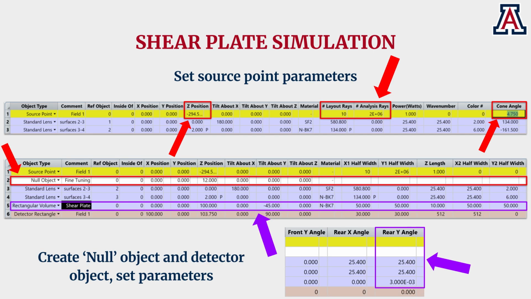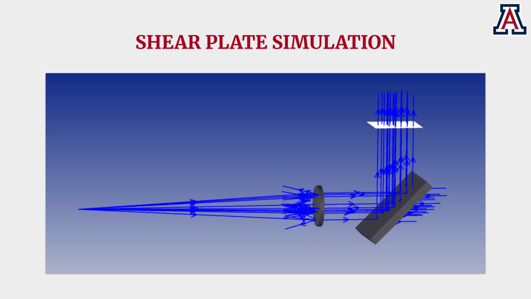In non-sequential mode, we work with objects instead of surfaces. Set the source Z position, cone angle, and brace settings as shown. Then add an object between the final lens and detector, which is our shear plate, and set the rear Y angle to 0.003 for a wedged plate and 0 for a non-wedged plate. Set the parameters accordingly. At this point, using the NSC shaded model, the shaded model should look like the figure shown with the lens group, shear plate, and detector all visible.